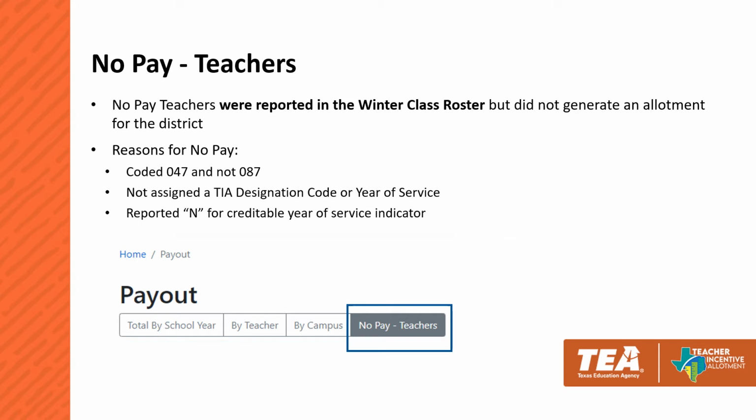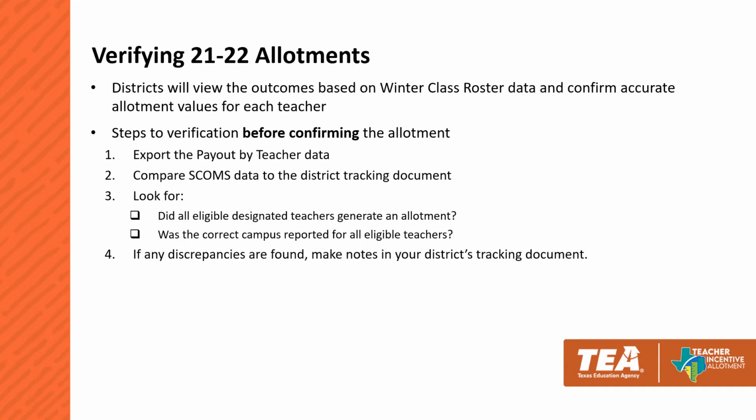Very important to check that tab and make sure that all of those teachers that should have been eligible are in the payout by teacher page and not the no pay teachers. Before confirming the allotment, we ask that districts view all of the outcomes and SCOMS based on winter roster data and confirm that the allotment value for each teacher is accurate. Before clicking confirm, export the payout by teacher data and compare the SCOMS data to your district tracking document. Make sure that all eligible teachers generated an allotment and that their campus was correct.